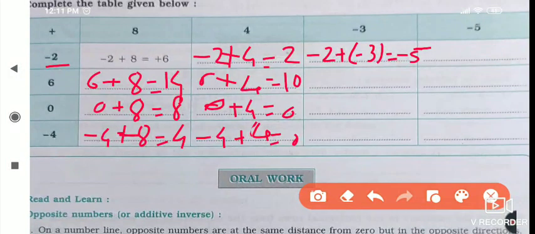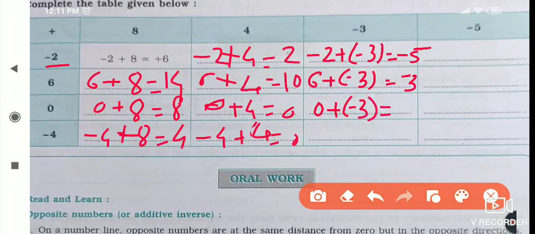The next question is 6 plus into bracket minus 3. Here 6 is positive and 3 is negative. So signs are different, we have to do the subtraction and the answer will get the bigger number's sign. The bigger number is 6, so its sign is positive, so the answer is plus 3. Next it is 0 plus into bracket minus 3. 0 plus any number is equal to the same number.